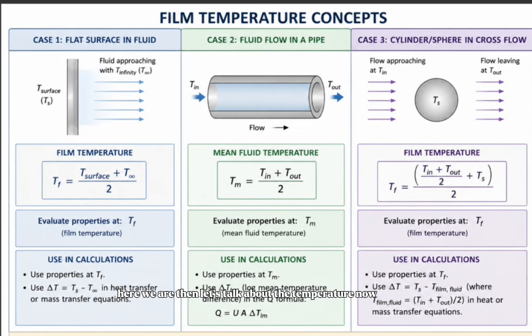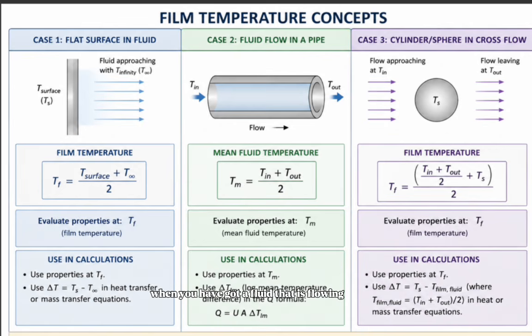Here we are. Then let's talk about the temperature now. You've got the film temperature, which will be the temperature at which you interpolate the properties of your fluid sometimes, as well as Tm. So let's start with case 1.